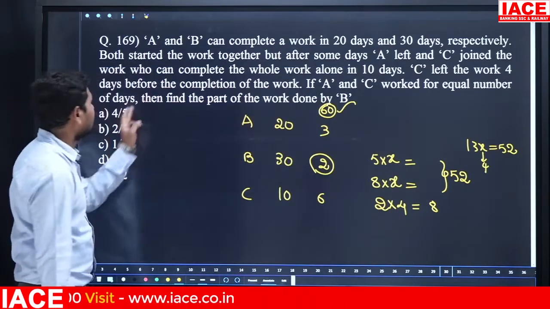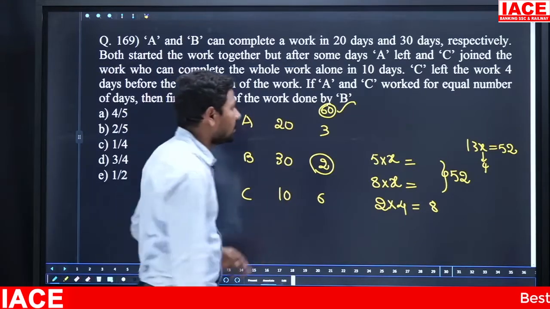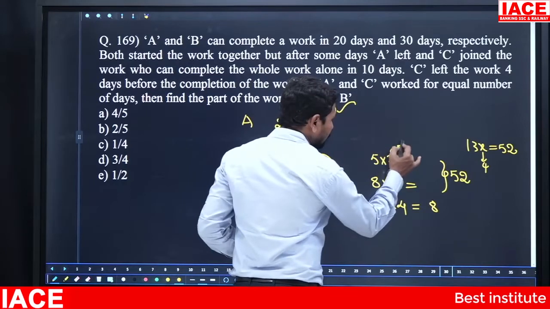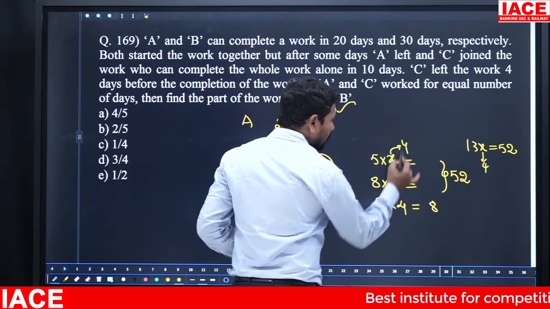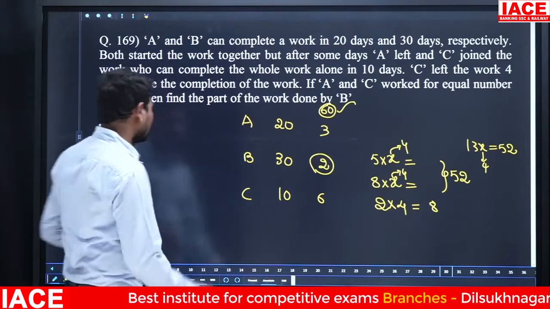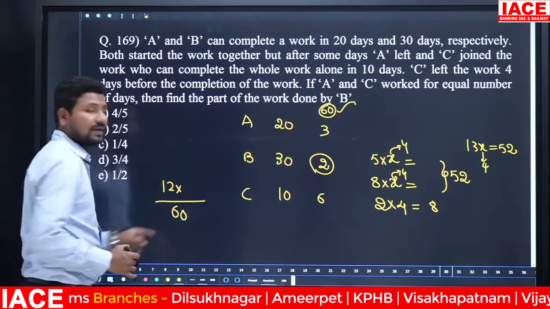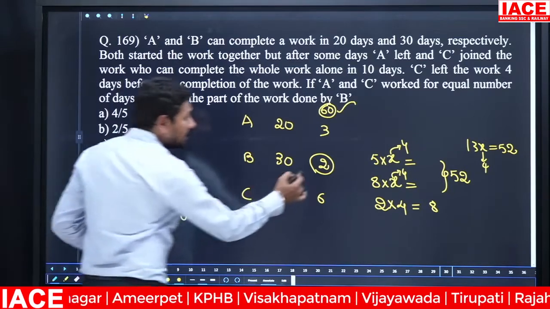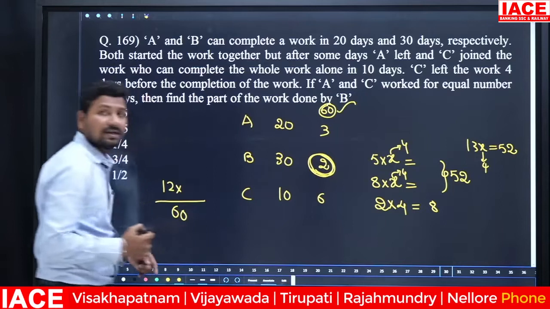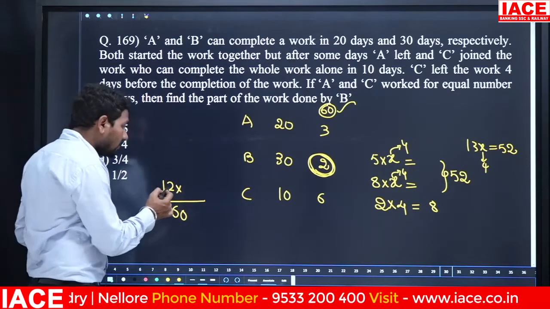Then the question is, find the part of the work done by B. That means here x is equal to 4 and here x is equal to 4. 4 plus 4 plus 4 is equal to how many days? 12 days. Then 12 days, total work is 60 units. In this, B is always completing 2 units per day. B is always available from starting point to ending point. Then B worked for 12 days.